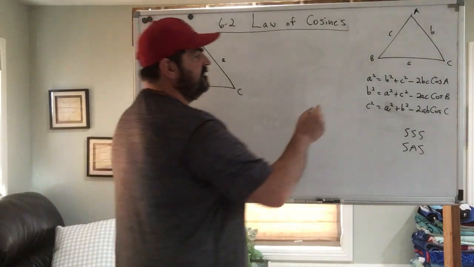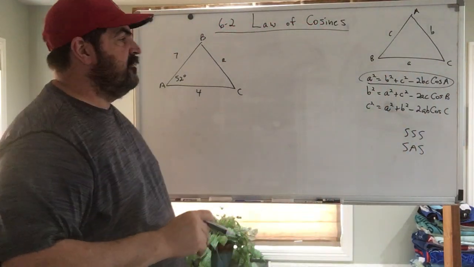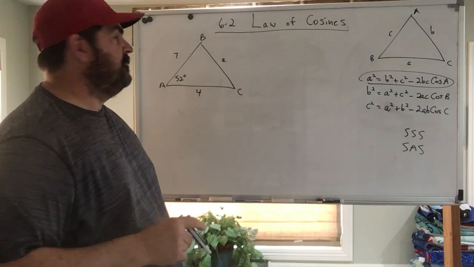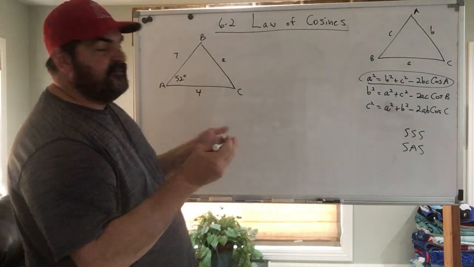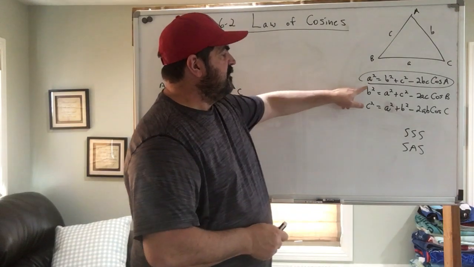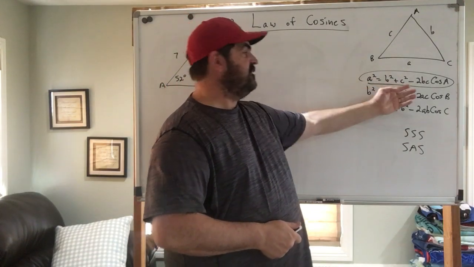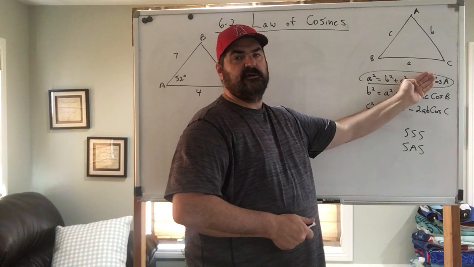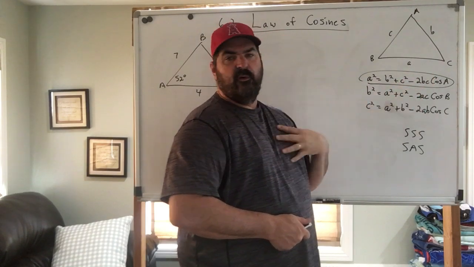So since I'm finding side A, technically I would use that formula that has side A solved for. But let me tell you the formula and I'll tell you what it means. So a squared equals b squared plus c squared. It looks just like Pythagorean theorem to start, okay? Minus 2bc.